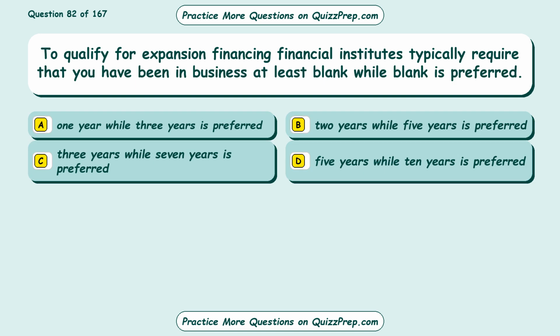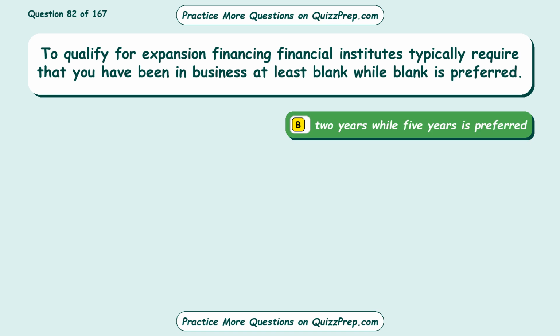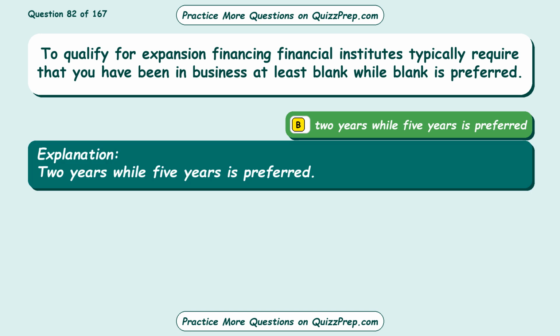Question 82. To qualify for expansion financing, financial institutes typically require that you have been in business at least blank while blank is preferred. Option A, 1 year while 3 years is preferred. Option B, 2 years while 5 years is preferred. Option C, 3 years while 7 years is preferred. Option D, 5 years while 10 years is preferred. The correct answer is option B, 2 years while 5 years is preferred.